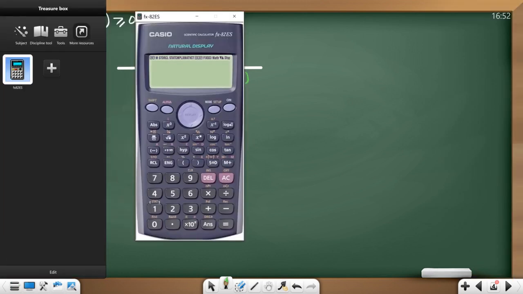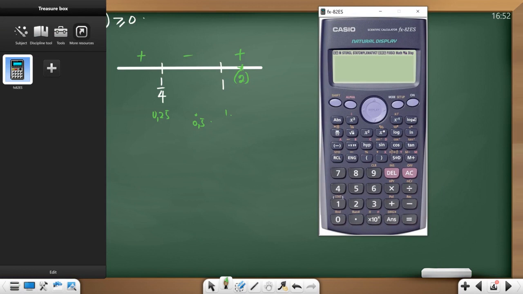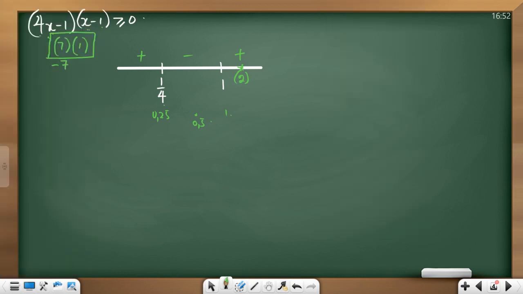So it is 4x minus 1. So it is 4 times 0.5, which is half. And that would give me 2 minus 1, close the bracket. And then x minus 1, 0.5, which is half, minus 1. Check your answer. My answer is negative. It means any number between 1 over 4 and 1 would give me a negative.